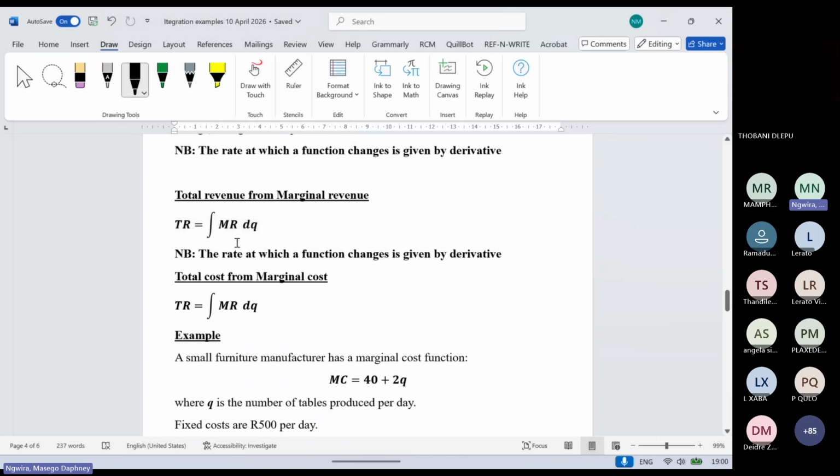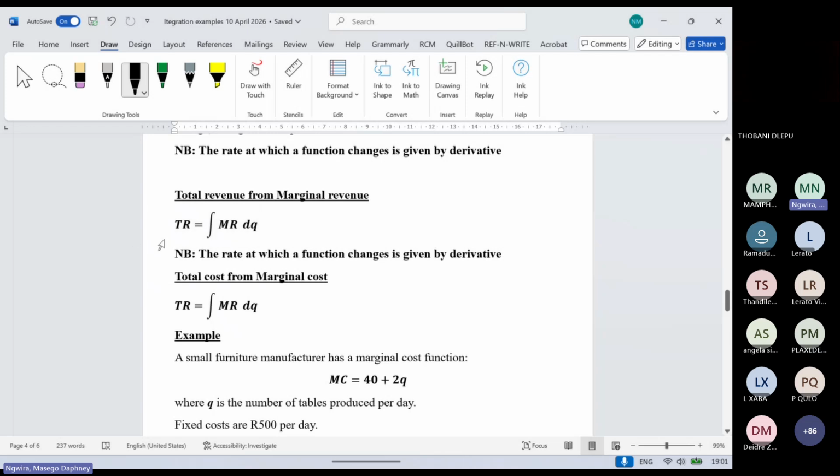So we are integrating with respect to Q because our function for total revenue has a Q. It's P is equals to, then there's a letter Q there, hence this Q. Please note that this is the same as if it was X, it was going to be dx.